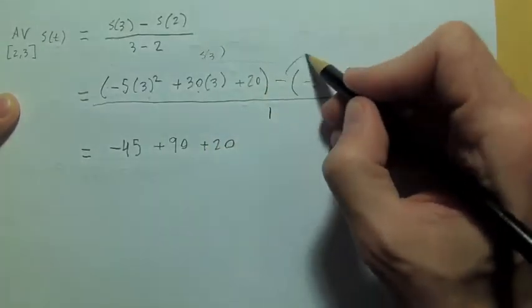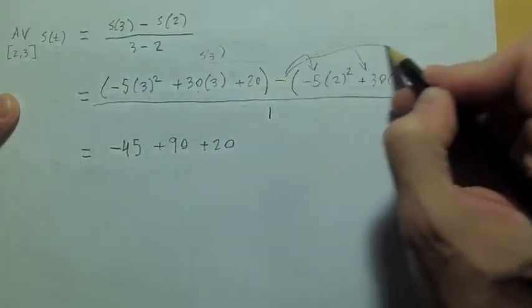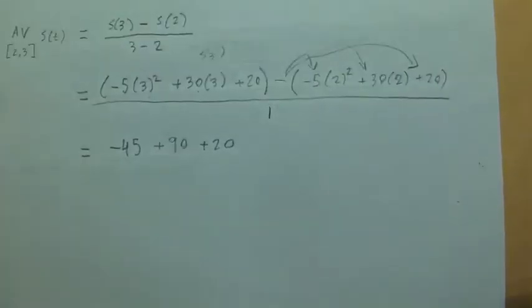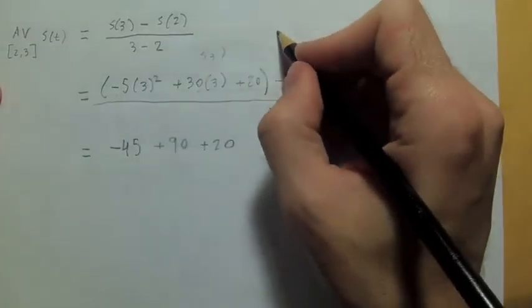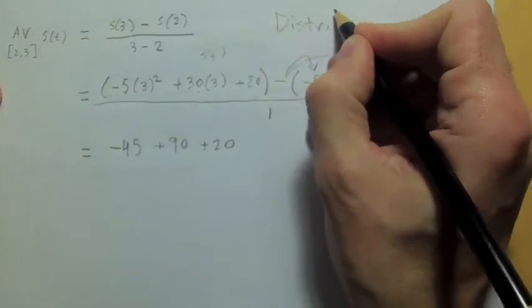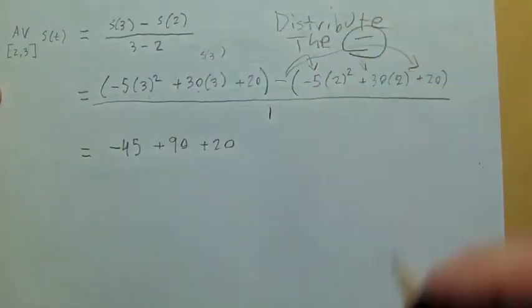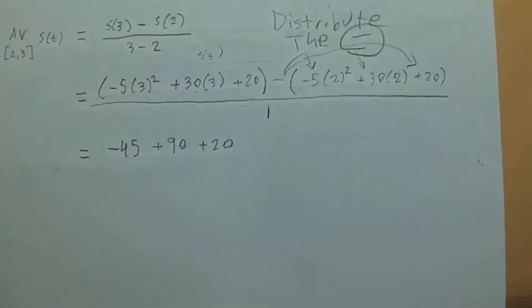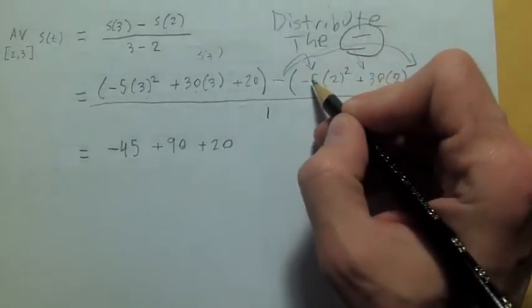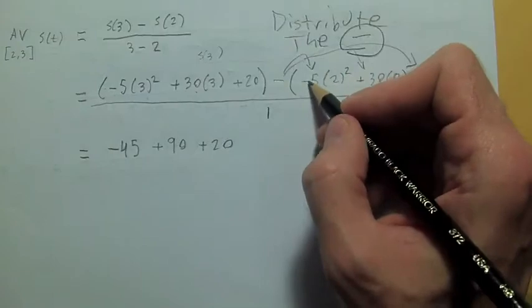And then here, make sure you change the sign of all 3 of these. This is the biggest mistake I see, or maybe not the biggest, but the most common mistake I see on this every single time. People forgetting to distribute that negative sign. Distribute the negative sign. Let me write it here in big letters. Distribute the negative sign.